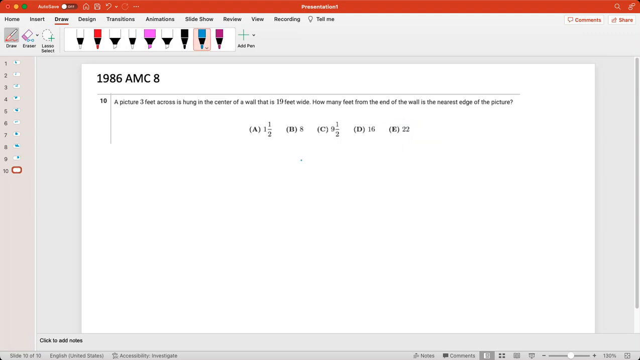Going to the next sum. A picture 3 feet across is hung in the center of a wall that is 19 feet. So the wall is like this. This is 19, and the picture is hung in the center of the wall like this, and this picture is 3 feet. How many feet from the end of the wall is the nearest edge of the picture? So they want this distance, right? So it's simple. 19 minus 3 is going to give you 16. So 16, if you divide, this is going to be 8 and this is going to be 8. So your answer option is B8.